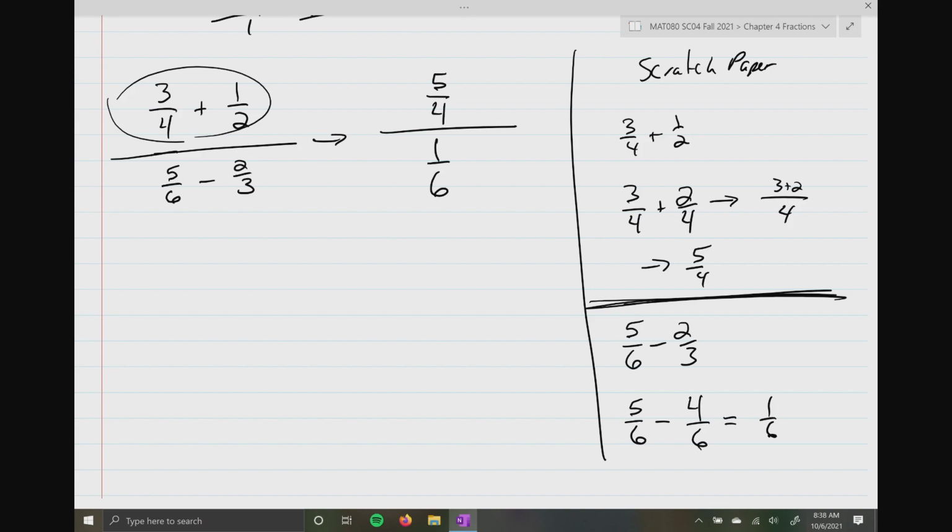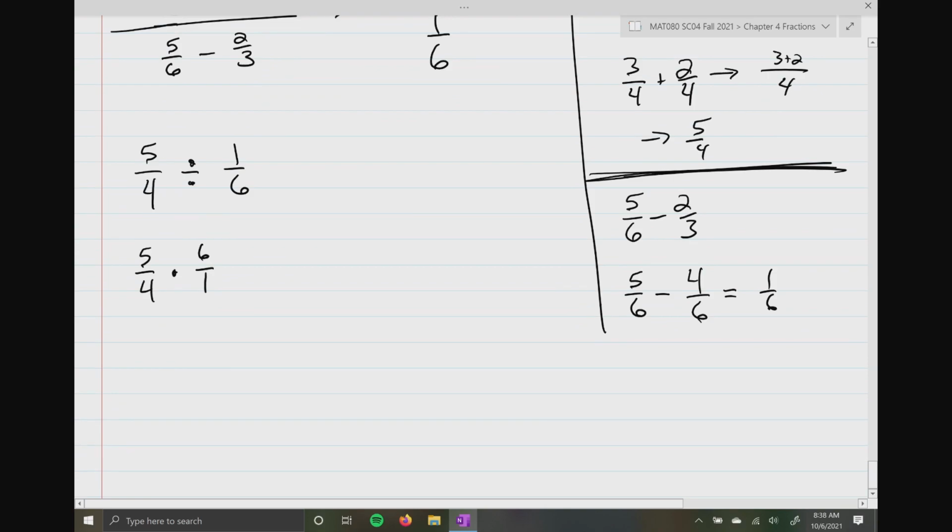Okay. So how do we do this? Write 5 over 4. Next to it, you're going to write divided by 1/6. Then rewrite it as 5 over 4 multiplied by 6 over 1. And then it's going to be 35 over 4.